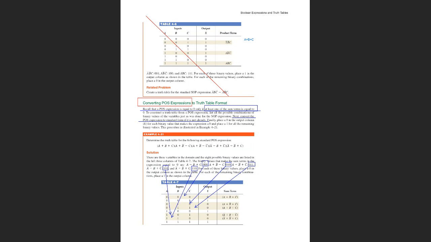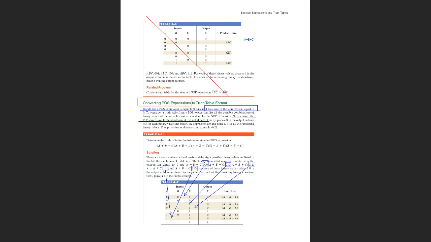Now the question is how to convert a POS expression to truth table format. So let's create the truth table for the given standard POS expression in example 4.21. The same rule: when you have A, B, C straight variables, we know that this sum is 0 when all variables are 0. So in the row in which all variables are 0, we write down the sum A plus B plus C.